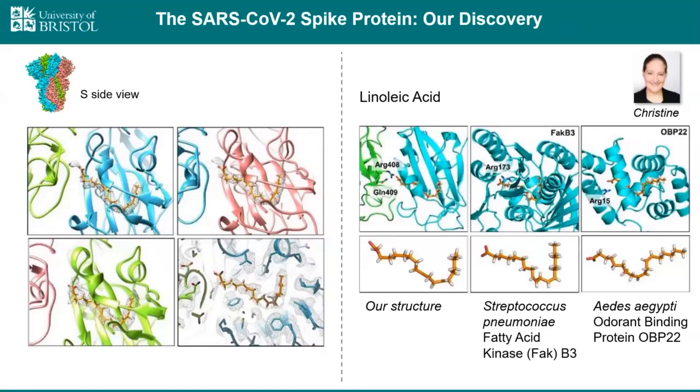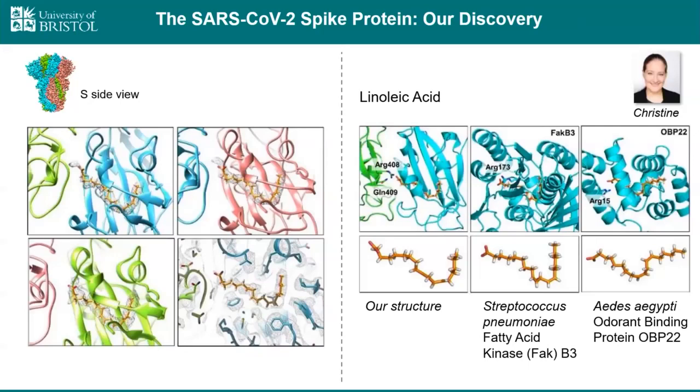PDB and downloaded all the protein fatty acid structures and compared them to the density we had. And she decided early on that it's a C18 fatty acid, and it is most likely linoleic acid, because it is most similar to this fatty acid kinase and the odorant binding protein, which you see here. But of course, that's not a proof.